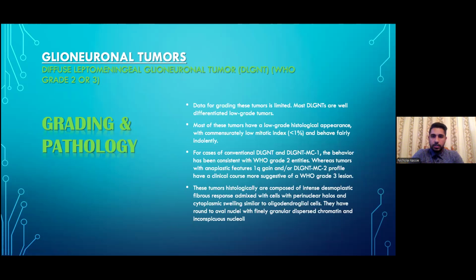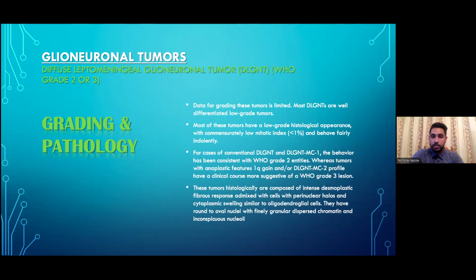So, grading and the pathology of these types of tumors: data for grading these tumors are limited. Most DLGNT are well differentiated low-grade tumors. Most of these tumors have a low-grade histological appearance as well, with a commensurately low mitotic index of less than 1%, and behave fairly indolently. For cases of conventional DLGNT and DLGNT-MC1, the behavior has been consistent with WHO grade 2 entities, whereas tumors with anaplastic features like 1q gain and the DLGNT-MC2 profile have a clinical course suggestive of a WHO grade 3 lesion.